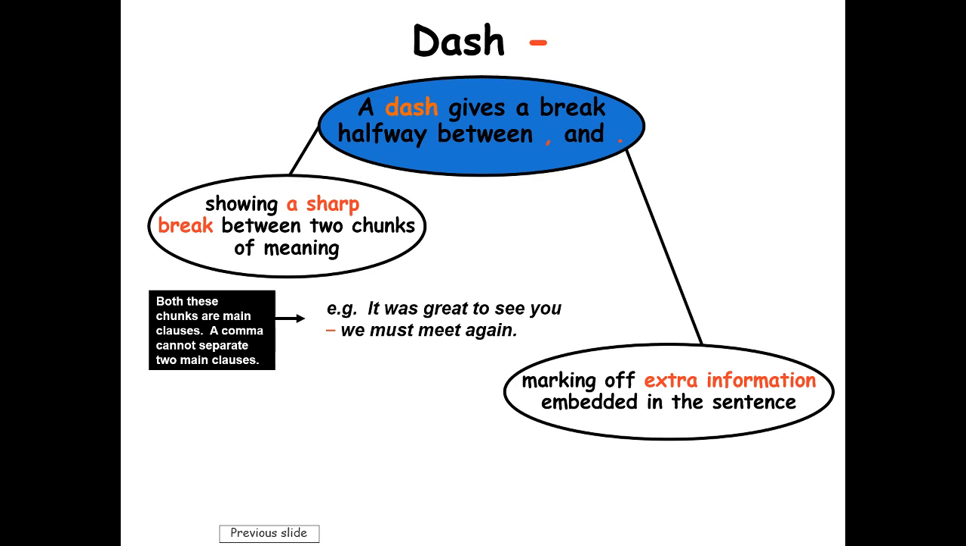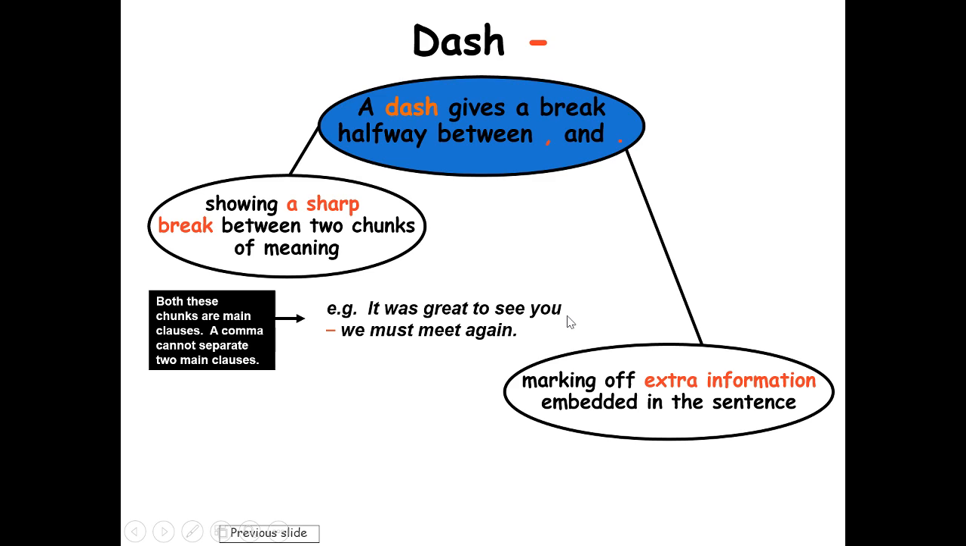Dash. A dash gives a break halfway between the comma and a full stop, showing a sharp break between two chunks of meaning. For example, it was great to see you. We must meet again. Now, usually a dash is used when you are not ending the sentence, but you are writing a full independent clause, and then also when another full independent clause comes at the end of the sentence. For the example, you can see, it was great to see you.